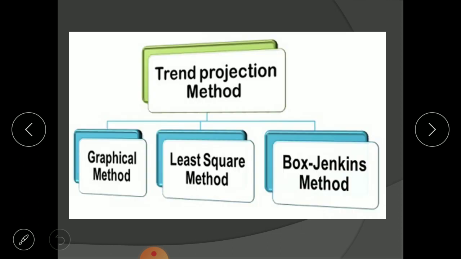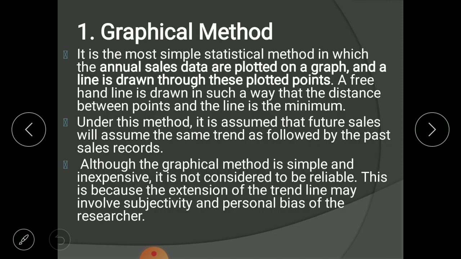The trend projection methods are categorized into three categories, which are the graphical method, the least square method, and the Box-Jenkins method. So what is the graphical method? This is the old-age method that you have learned in your 11th standard statistics. So what is written here? It is the most simple statistical method in which the annual sales data are plotted on a graph.